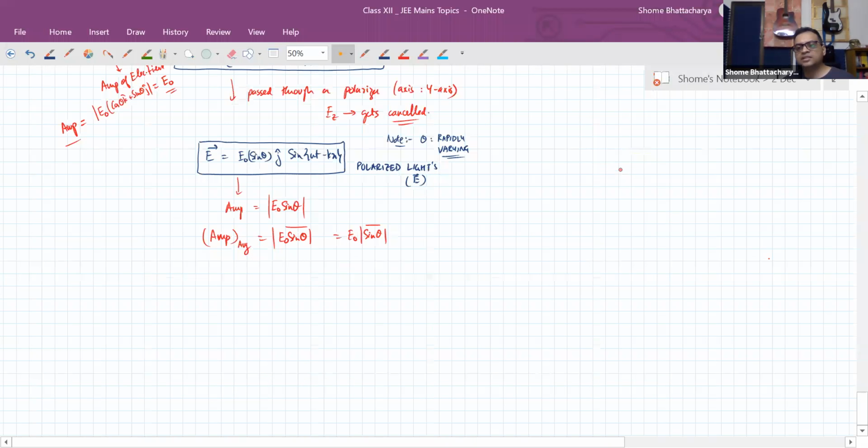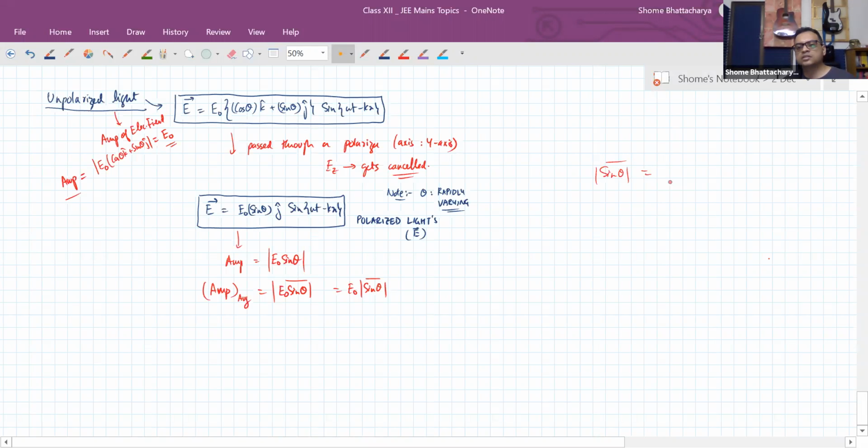So the mod sin theta average is the square root of the sin square theta average. It is the RMS value of sin theta. Not for theta going in a cycle, but rather theta varying rapidly, but that will be the same as theta going in a cycle. So it's 1 by root 2. You don't need to get into that whole calculation again, but you can understand. So the average amplitude becomes E naught by root 2.